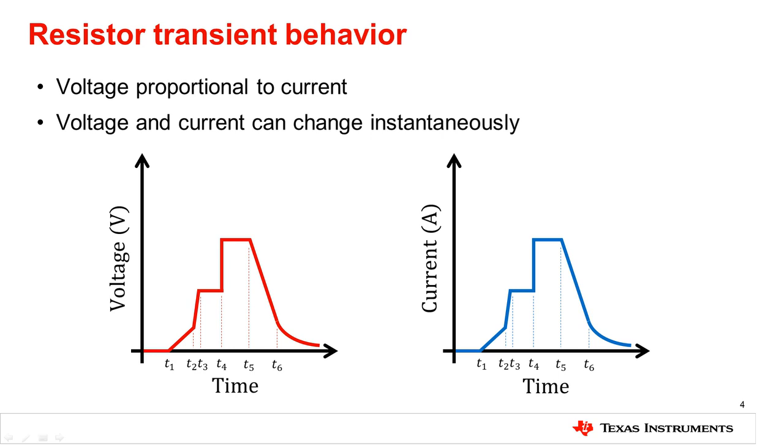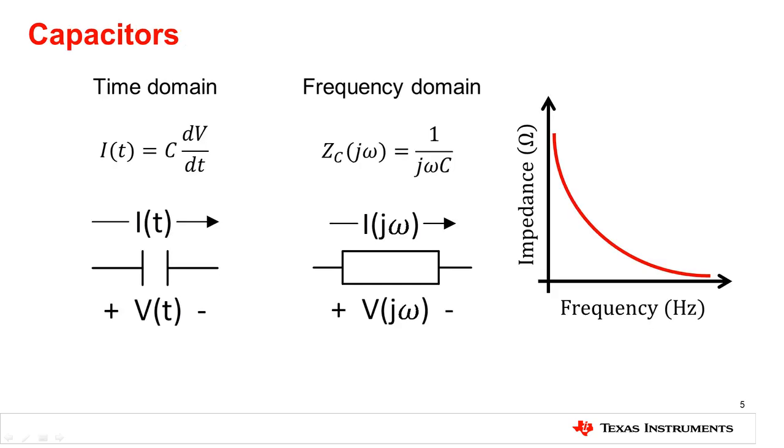Another consequence of Ohm's law is that both voltage across and current through a resistor can change instantaneously. This may not seem like a big deal, but it is actually not the case for the capacitor and the inductor. Let's now move on to the next passive component, the capacitor.